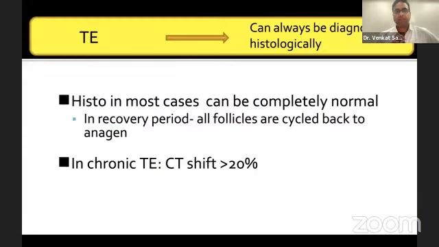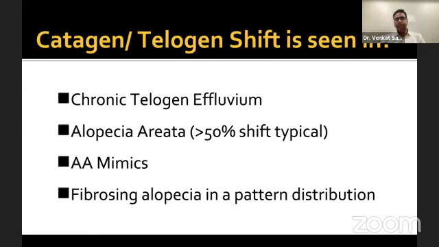So, telogen effluvium can always be diagnosed histologically is a false notion. It's false. Histology in most cases can be completely normal. In fact, in the recovery period, all follicles cycle back into anagen all at once, and therefore you don't see any telogen follicles at all. Only in chronic telogen effluvium do you see a CT shift of more than 20%.